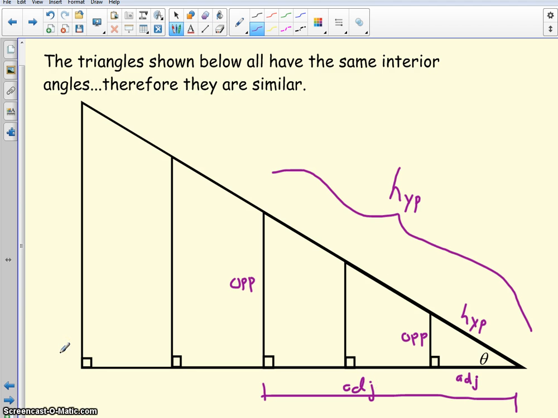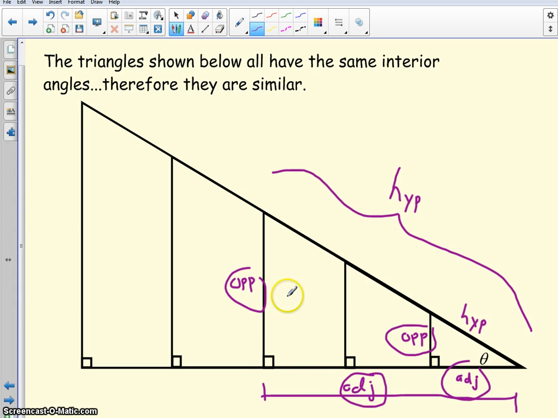Because there is a consistent scale factor between all the corresponding sides, we can say the same is true for the ratios of the sides within the triangle as well. For example, if you look at the opposite side for this big triangle and compare it to the adjacent side for that big triangle, that ratio will be the same for this smaller one right here. So there's going to be a specific ratio between that opposite side and the adjacent side.